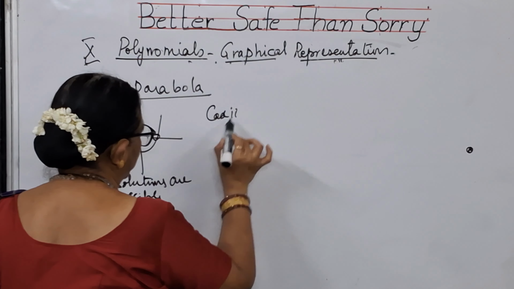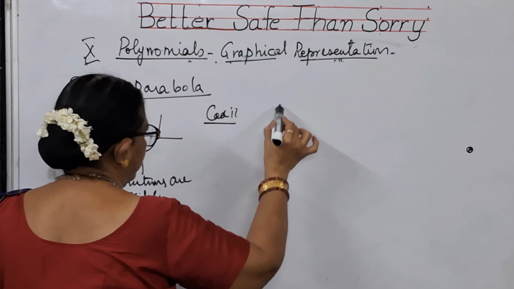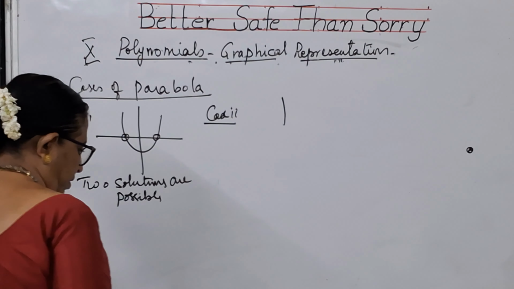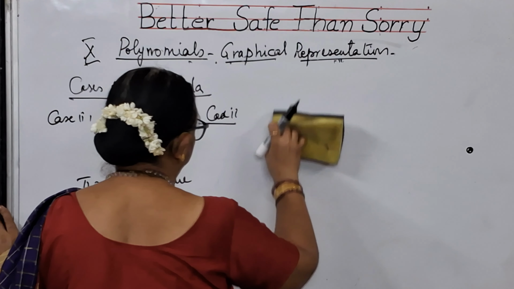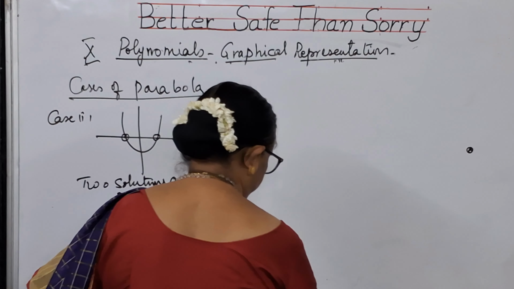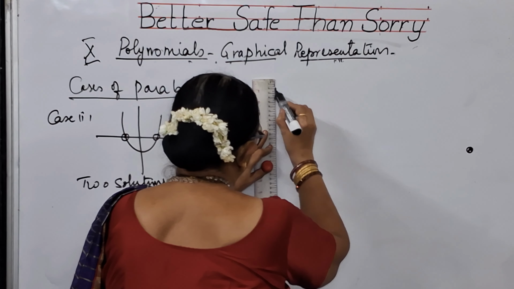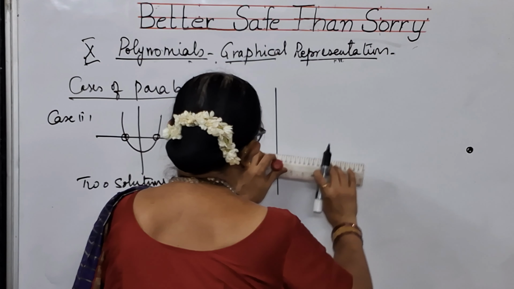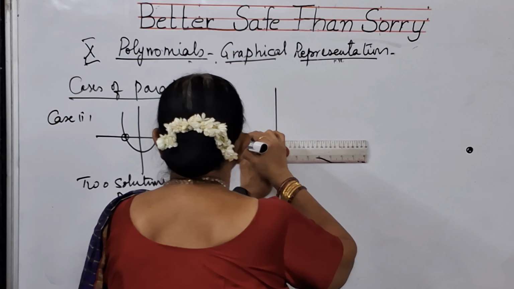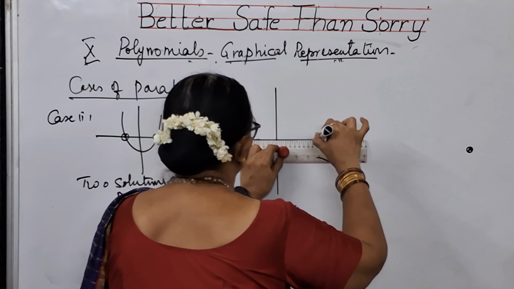In case 2, if you see, sometimes in this graph, suppose you have got, this is the y-axis and this is the x-axis.